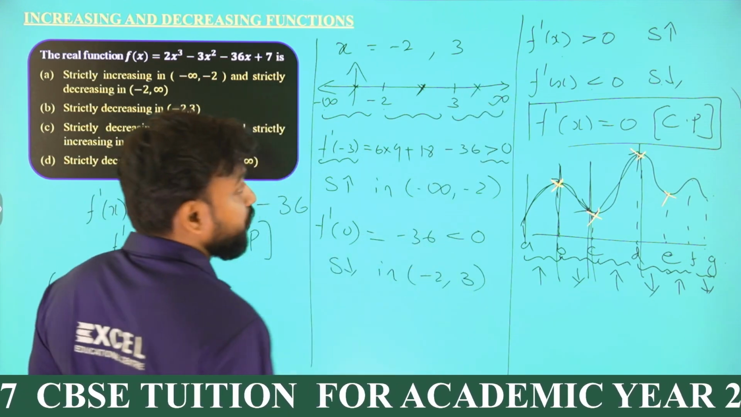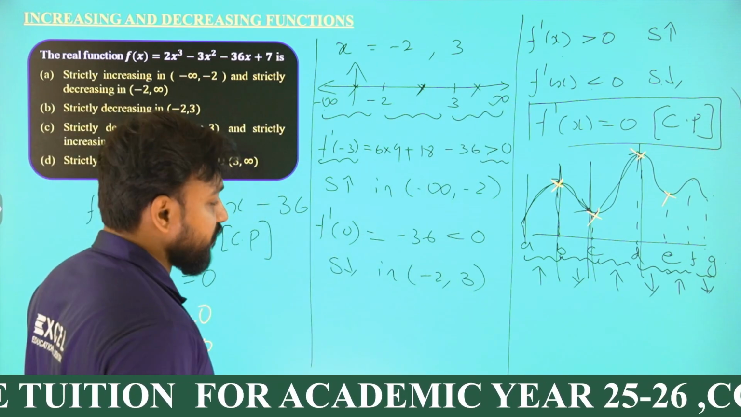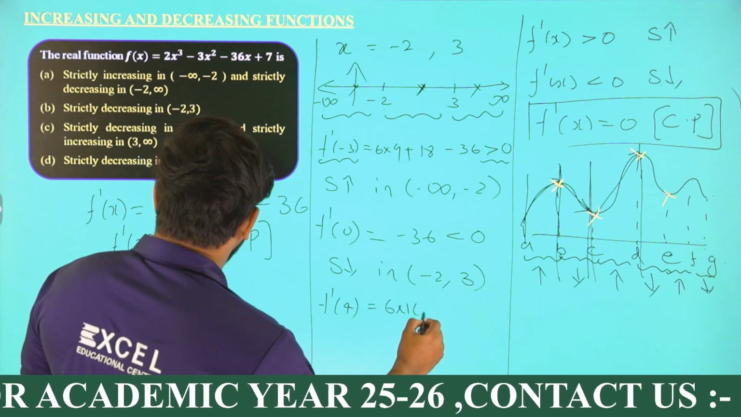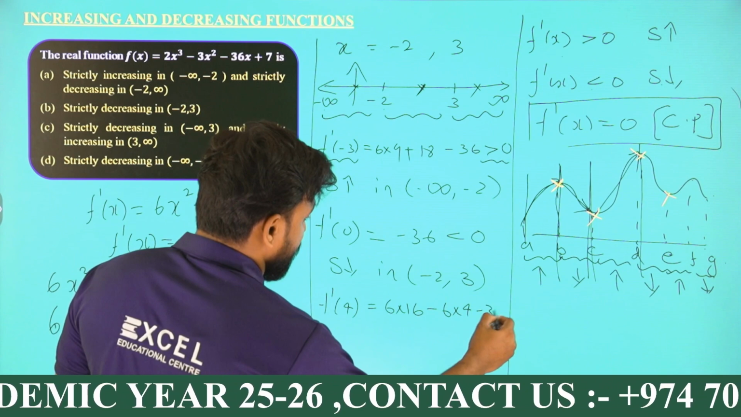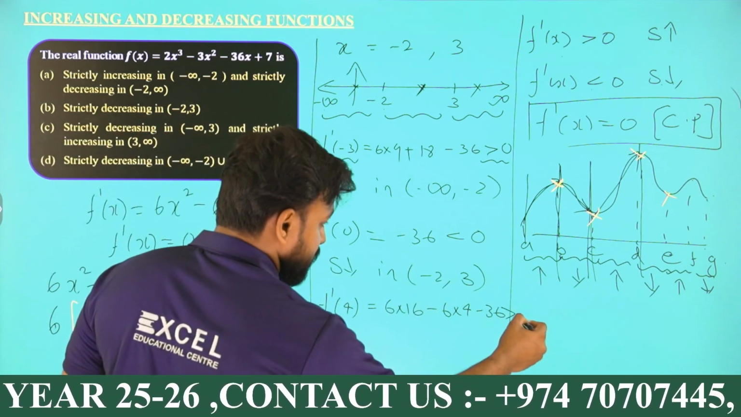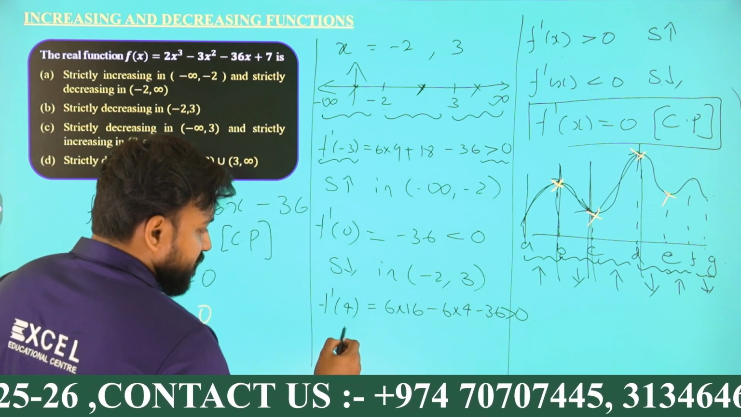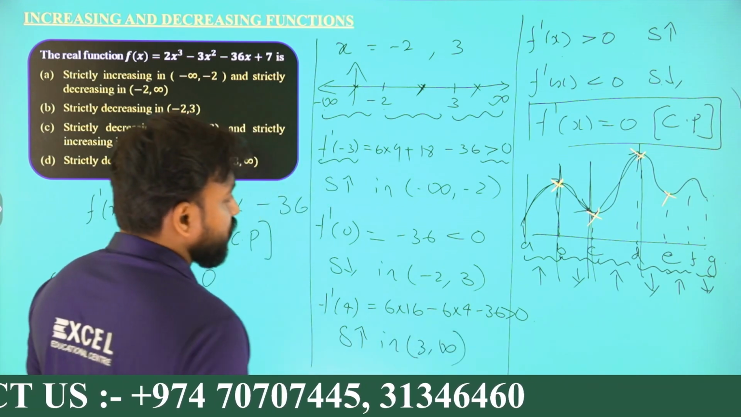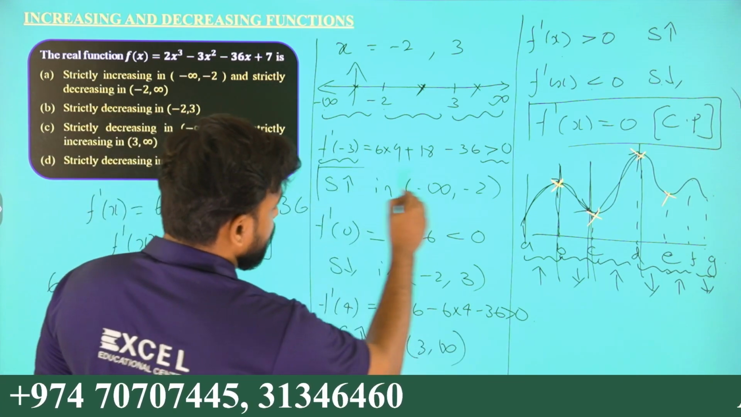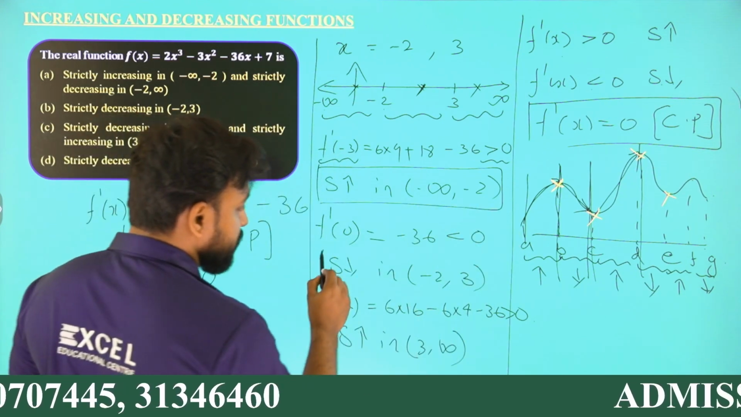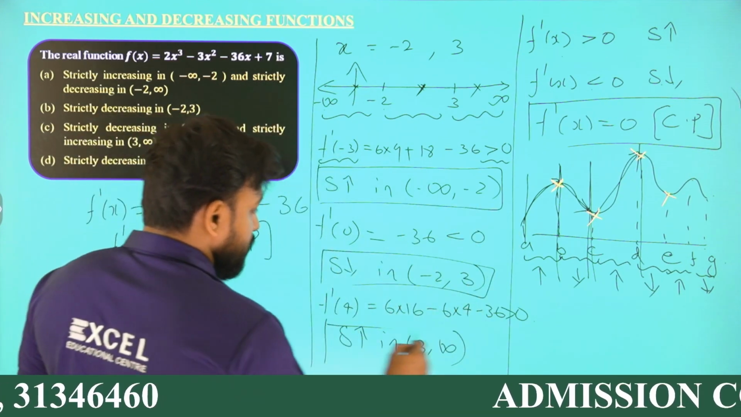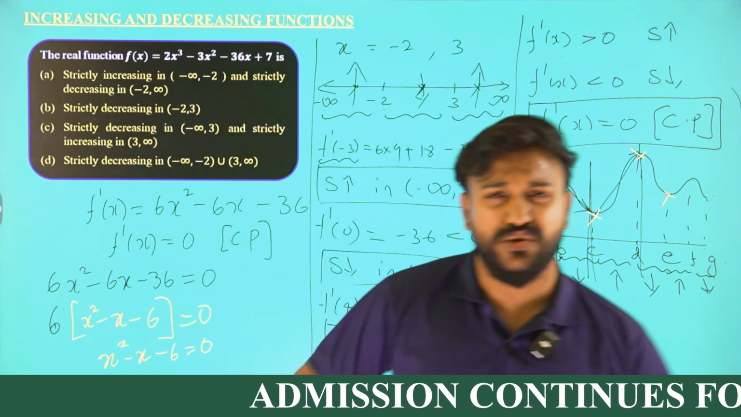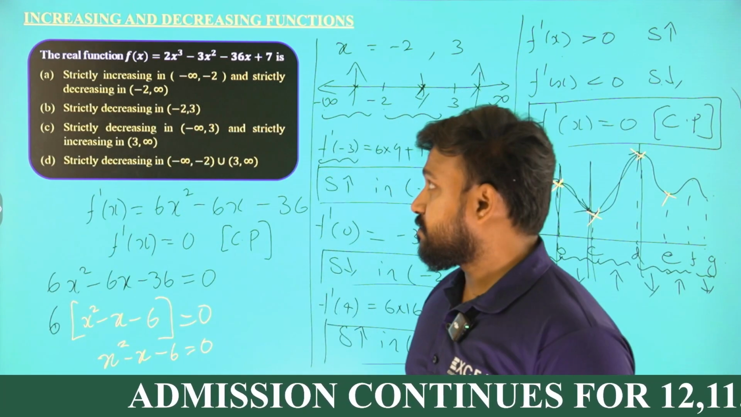Third one here, I'm going to put 4 because between 3 and infinity we have what? 4. So f dash of 4 will be 6 into 16 minus 6 into 4 minus 36. Of course, it's greater than 0. So strictly increasing in the interval 3 to infinity. So we got the intervals. First interval increasing, second interval decreasing, third interval increasing. So now let's look into the options.